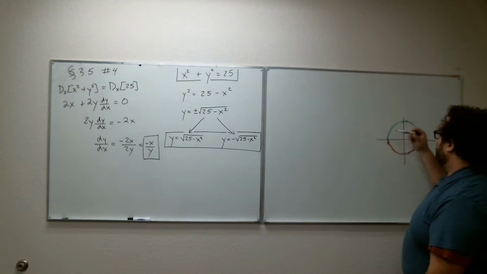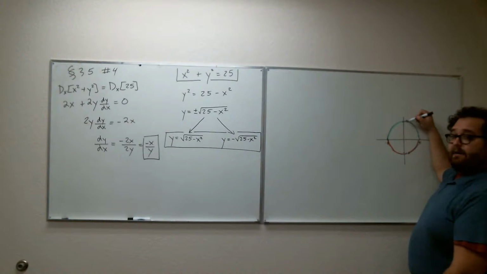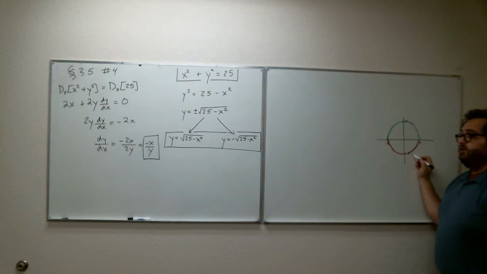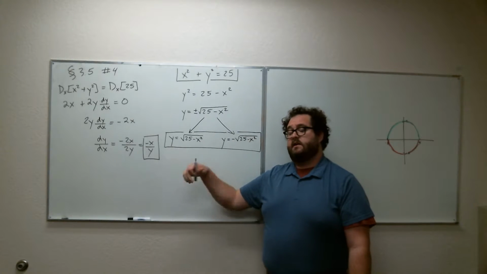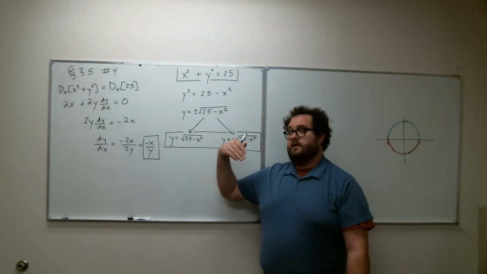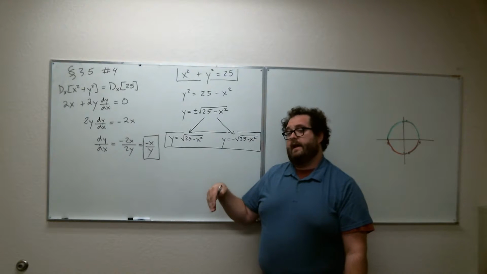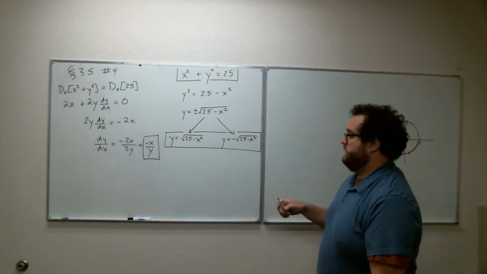It doesn't matter if my point is up here on the top half of the circle or down here on the bottom half of the circle. This derivative works for the entire thing. That is the benefit of taking an implicit derivative in this case.